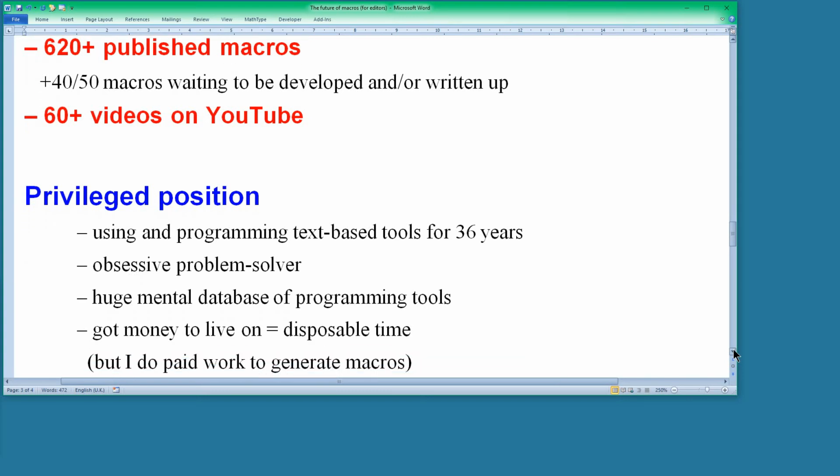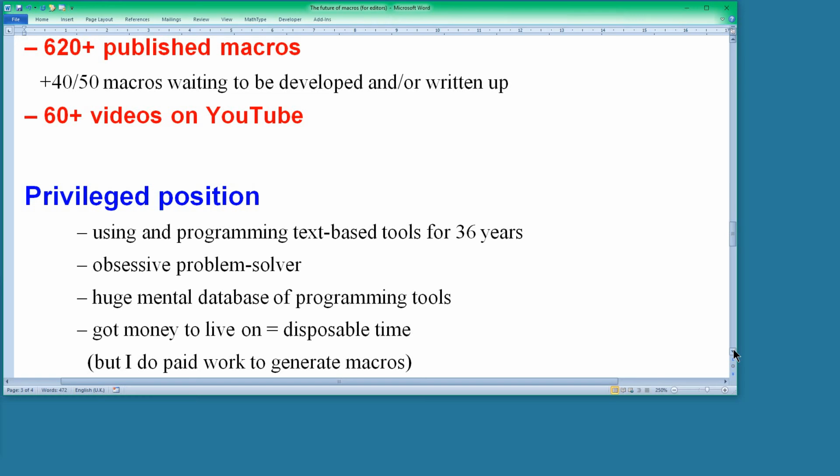I have been using and programming text-based tools for 36 years. I'm an obsessive problem solver. If someone says, would it be possible to do such and such, or I don't suppose it would be possible to do such and such, then that really gets me going. I've got a huge mental database of programming tools, just bits and pieces of programming, so that if someone wants a new macro writing, I can pull together a number of different ideas and quite quickly produce a new macro.